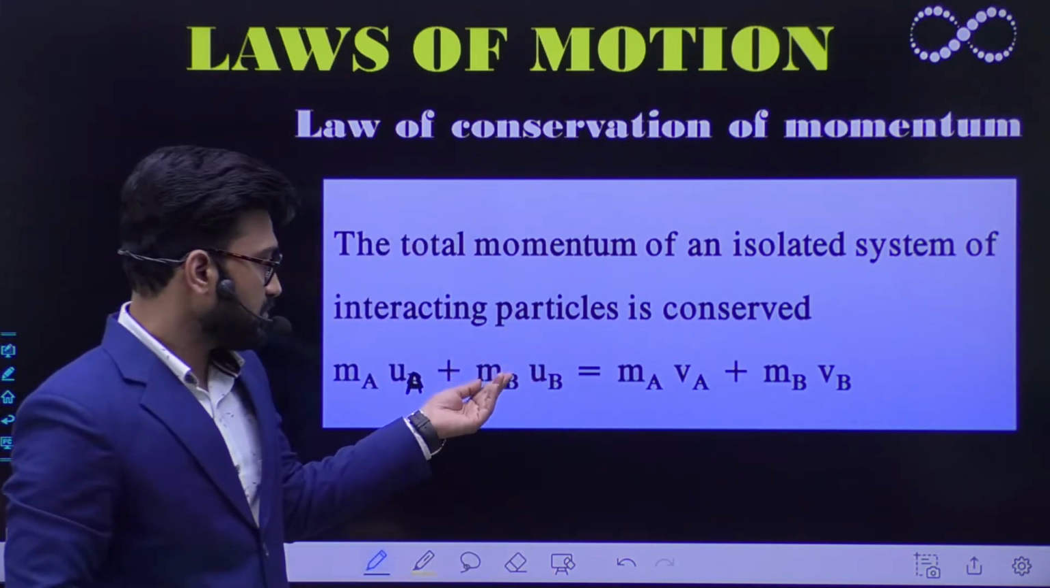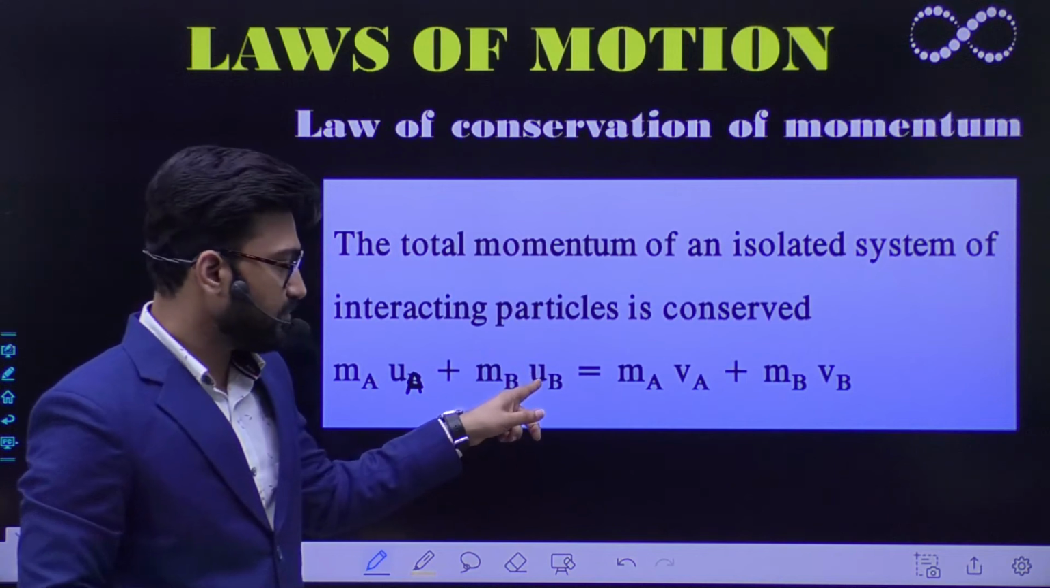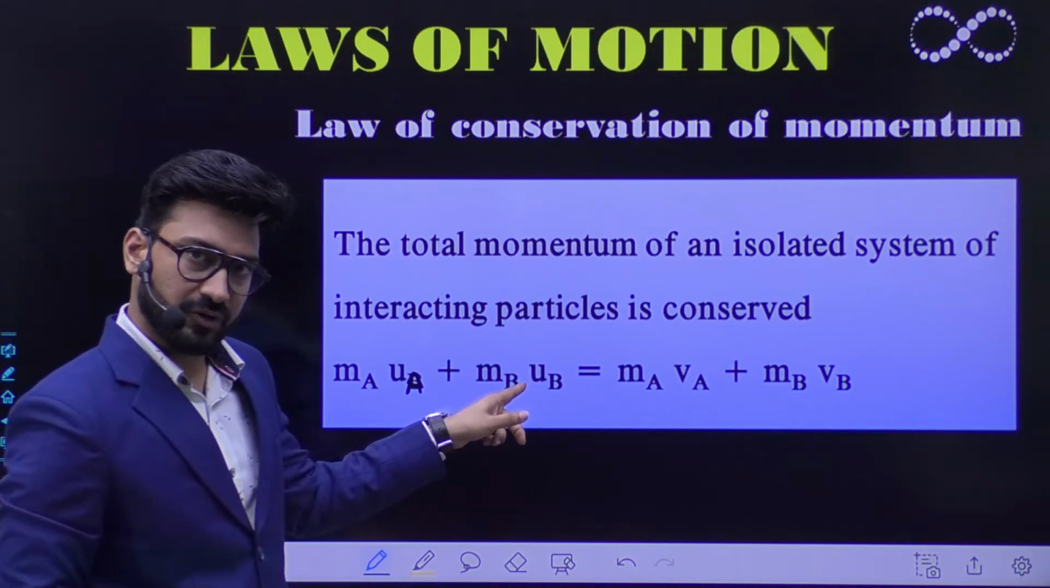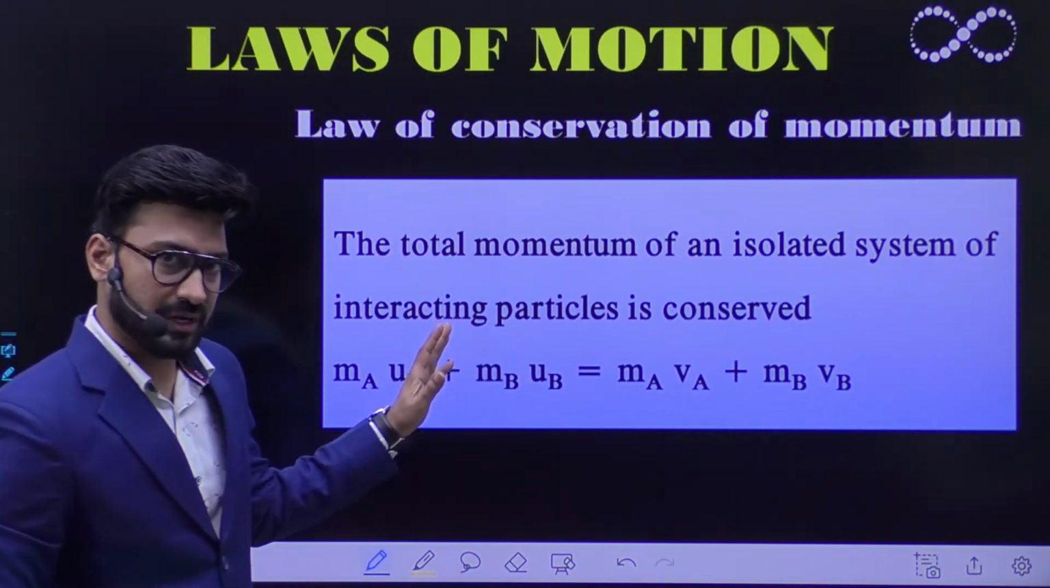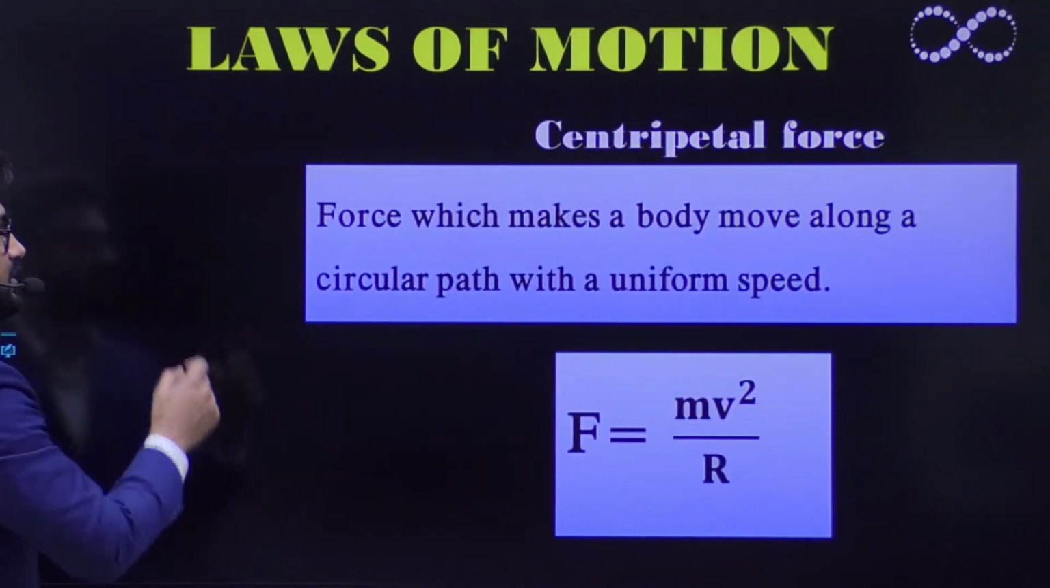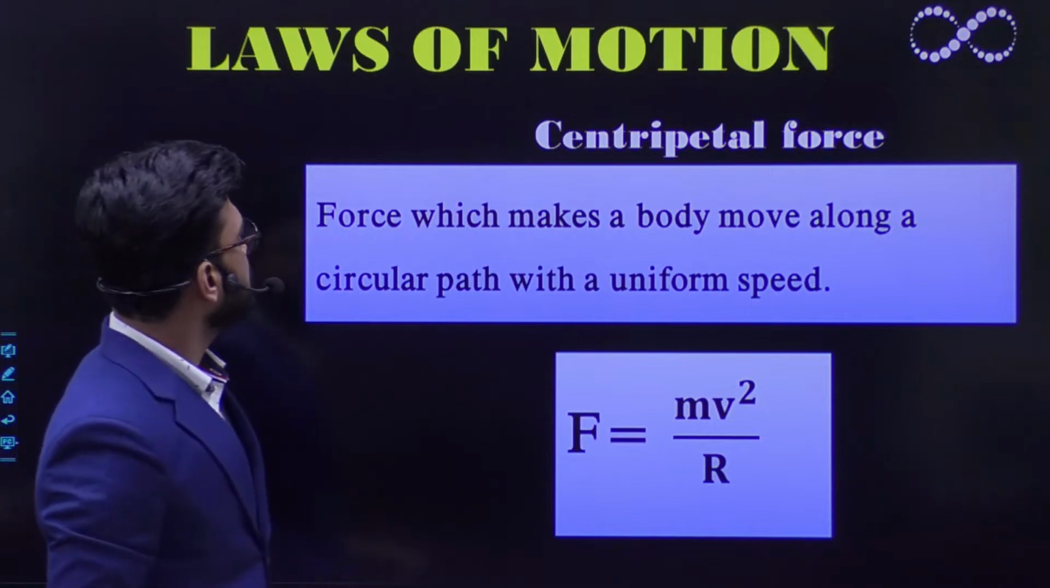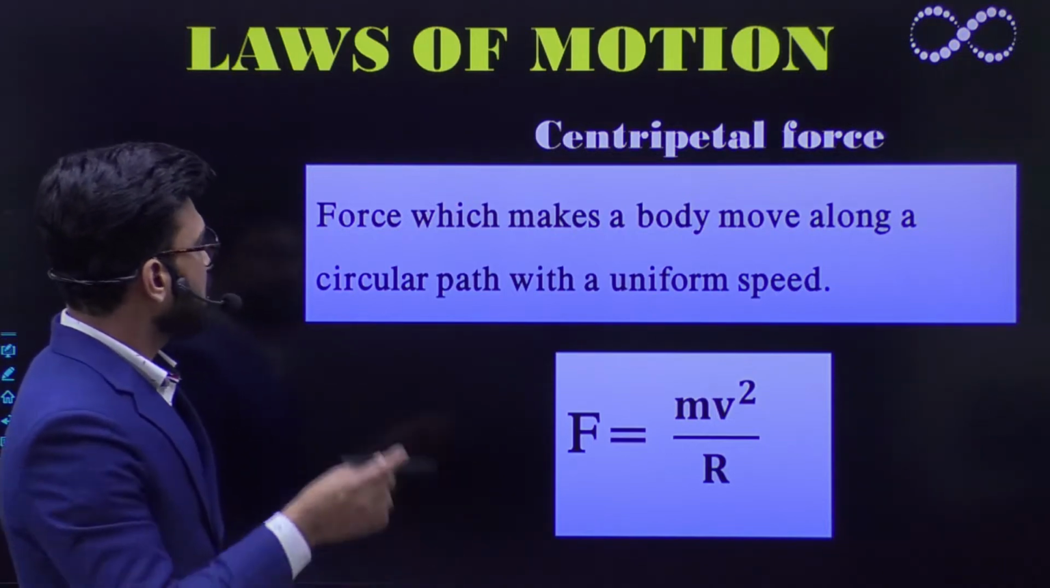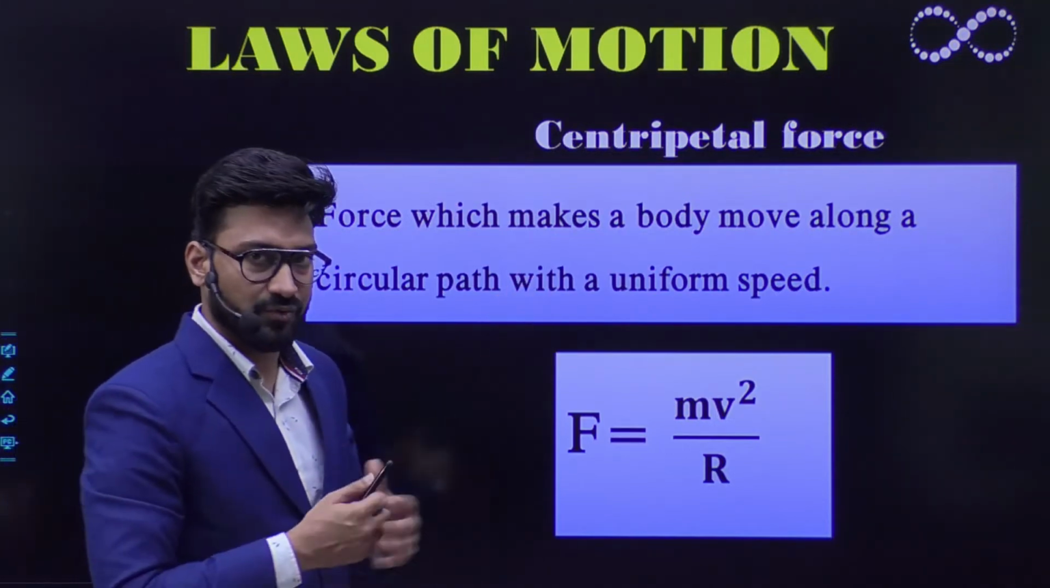If this second body is at rest, then ub must be equal to 0. Don't you think? So you can easily use the equation accordingly. Now we'll be moving to the next important aspect of your laws of motion chapter, which is centripetal force.